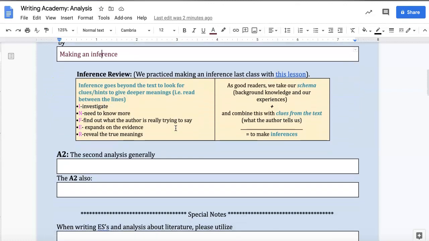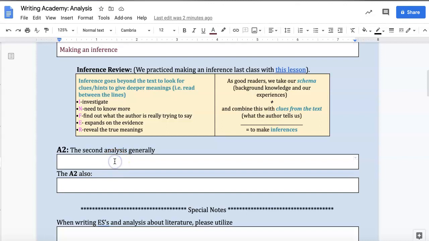Now moving on to A2, the second analysis generally explains how the text evidence supports the writer's claim and also provides your opinion on the topic or text evidence. So we'll type that in now. A2 explains how the text evidence supports the writer's claim, and it also provides your opinion on the topic or the text evidence.